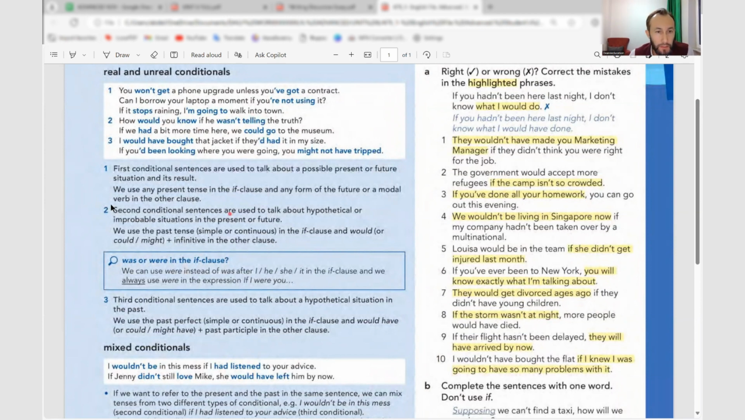Okay, guys. So that's it. Was and were. We can use were instead of was after I, he, she, it in the clause. This is for second conditional, yes? We always use, like, if I say, if I were you, when I want to give advice in this structure, if I were you, always were, not was. Always use were. If I were you. If I was you, no good.